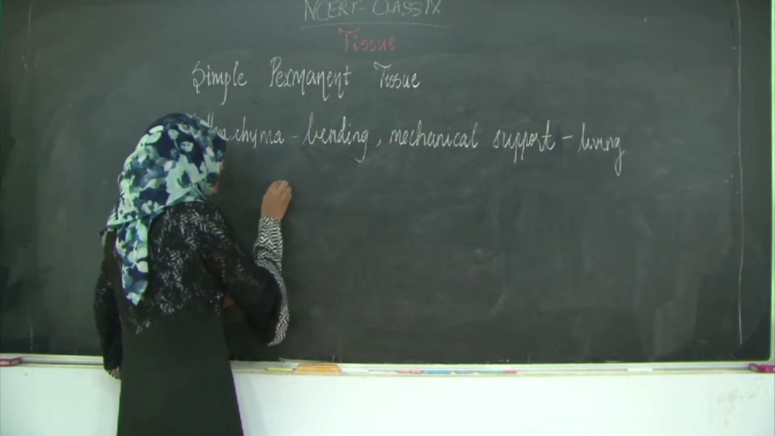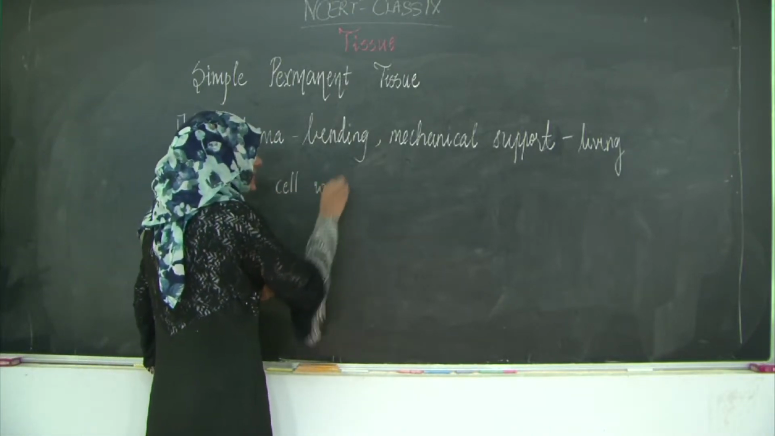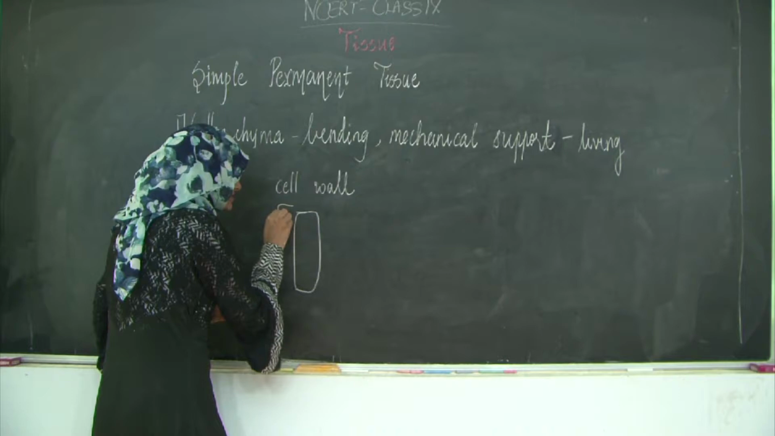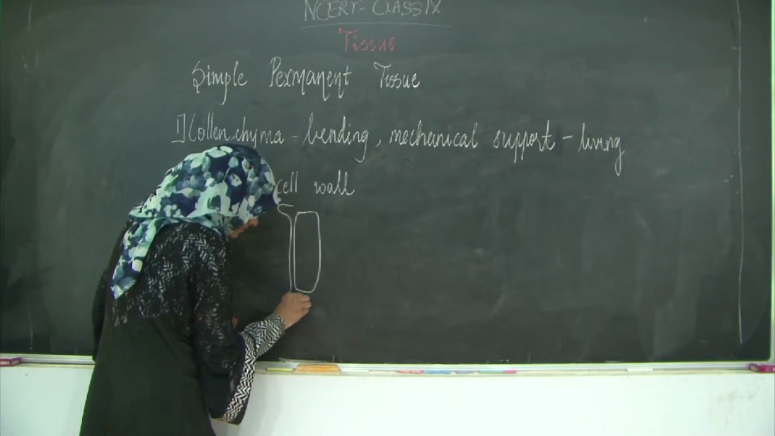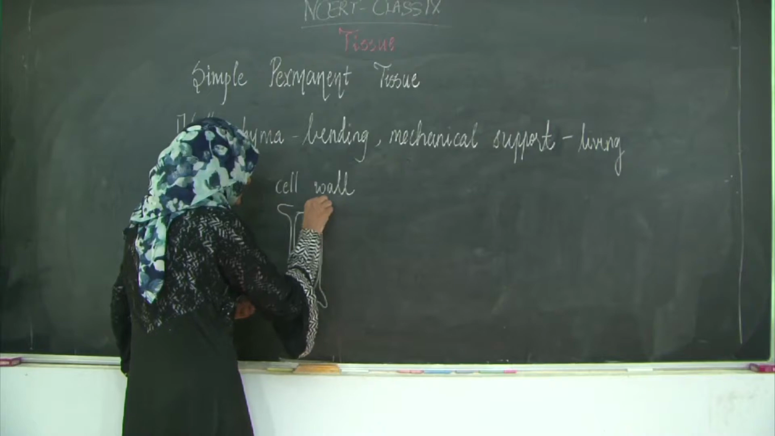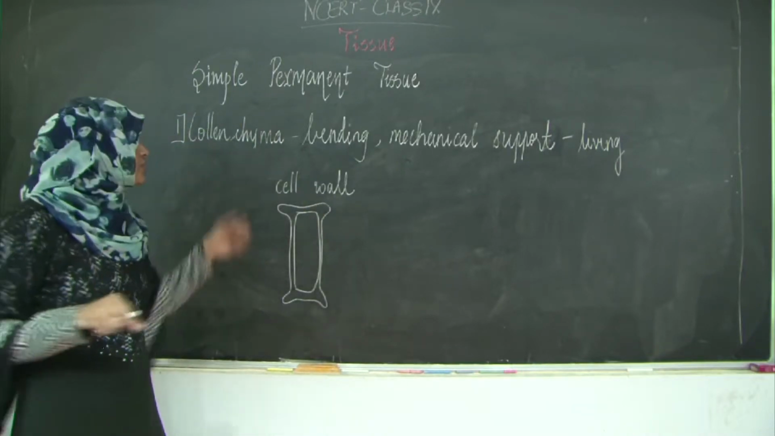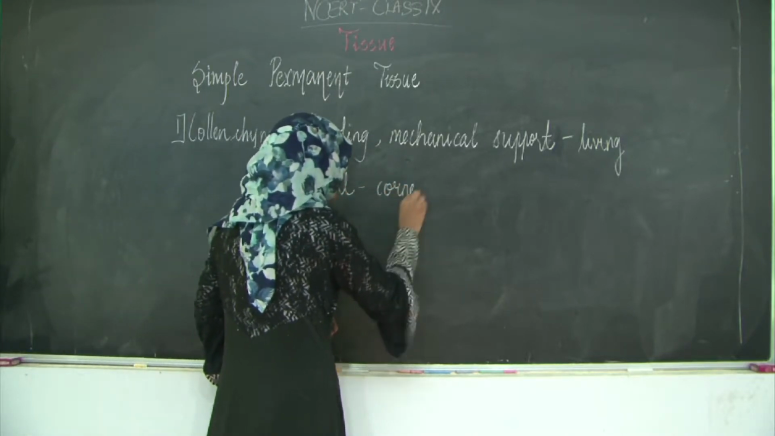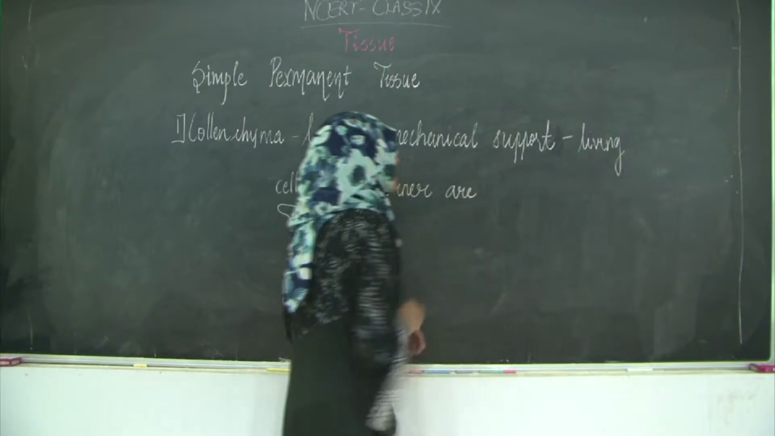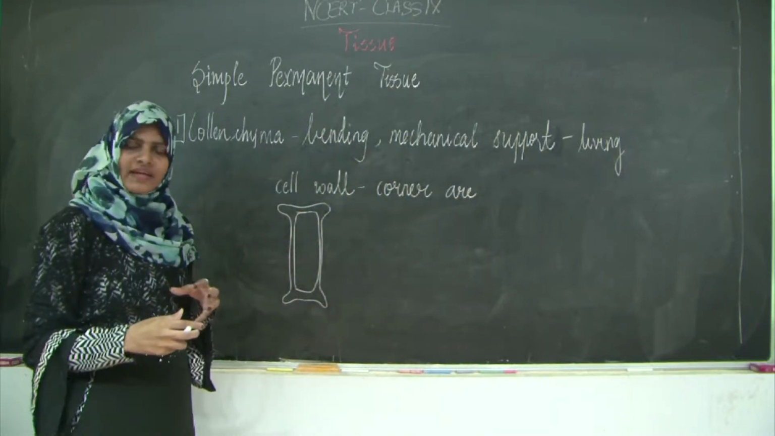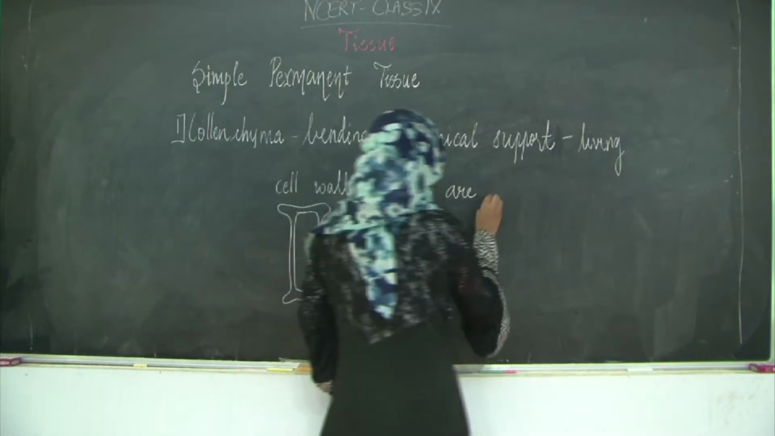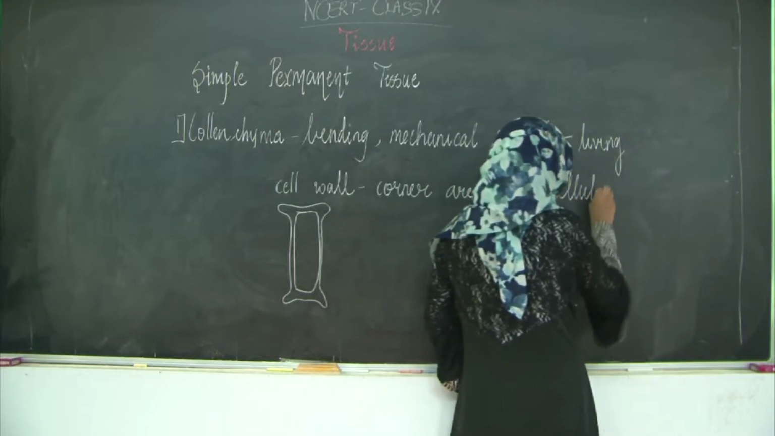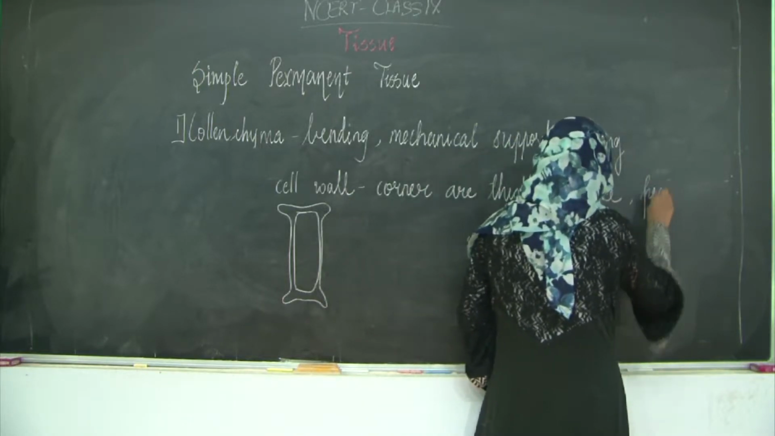The cell wall over here is thickened at the corners. So if I draw a collenchyma, I will have the corners which are thick in cell wall. Okay, the corners of this collenchyma are thick, and it is made up of cellulose and pectin. Here you don't have calcium along with pectin, you have only pectin.